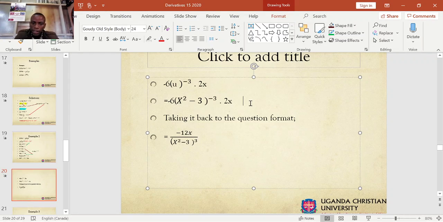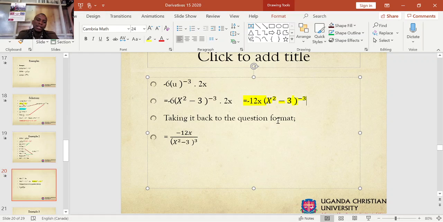But let's first compute this. It will be 2x times negative 6, which is negative 12x. This is how the negative 12 comes in, because someone may wonder where the negative 12 is coming from. It's just a matter of multiplying that. Alright, so this is our answer from that: the 2x multiplied into the negative 6 to give us negative 12x.